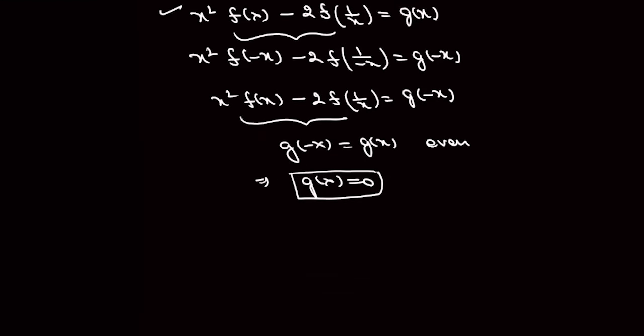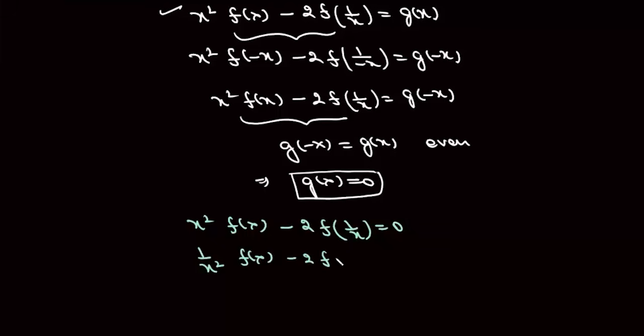So now we can write this equation as x square f(x) minus 2f(1 by x) will be 0. And if we replace x with 1 upon x, we'll get 1 upon x square f(1 by x) minus 2f(x) will be 0. And if we solve this, we'll get f(x) equals 0, where x is unequal to 0.